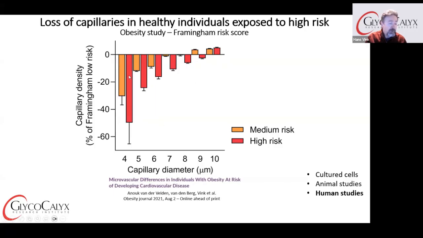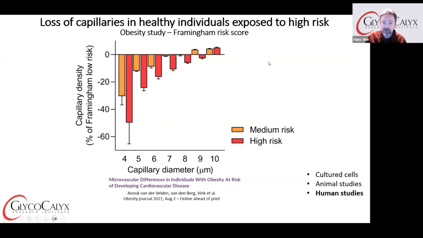You see, even at this early stage of risk exposure, so these are all healthy individuals, just obese or a bit older or smoking, no organ problems yet. You already see about 30 to 50% loss of your smallest 4 micron capillaries, and also significant losses of your 5 micron and 6 micron capillaries. So you really have to zoom in on the smallest capillaries to notice that loss of density. Larger vessels, you won't see anything.